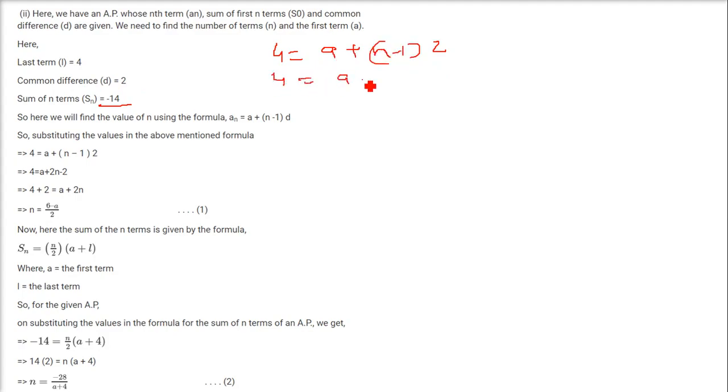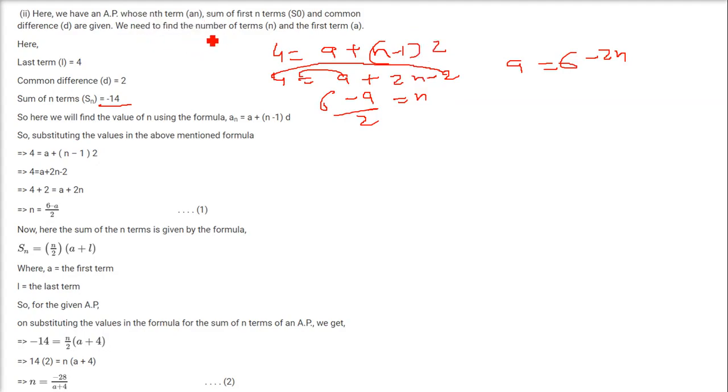So we'll make a relationship between them. 4 will be equal to a plus 2n minus 2. So 4 plus 2, this goes here, it will be 6. a also goes here, so 6 minus a, and the 2 comes down. So n will be (6 minus a) by 2. Or you can take a as 6 minus 2n. You can do it like this also. a you can put, n also you can put.